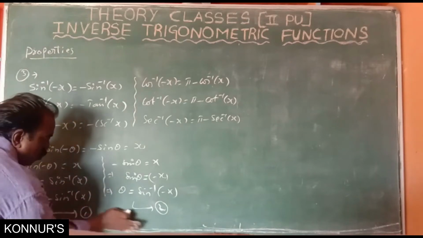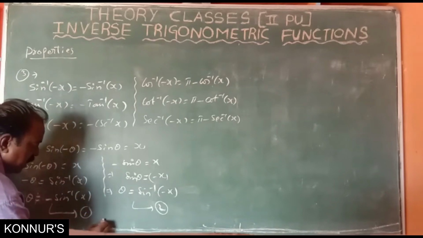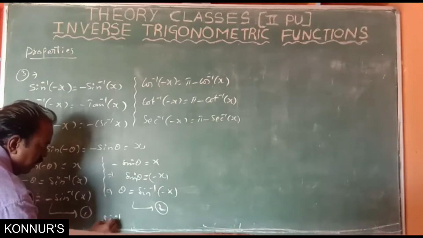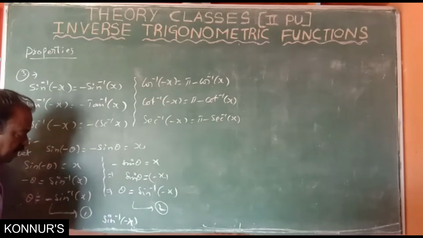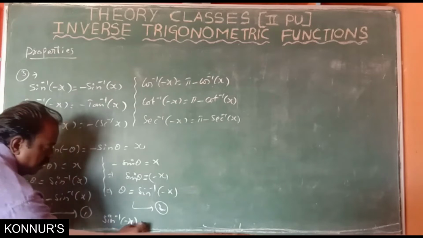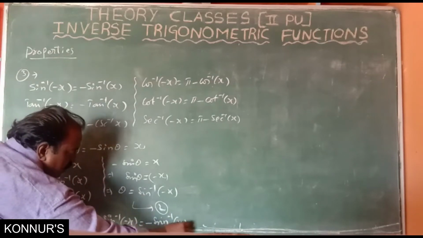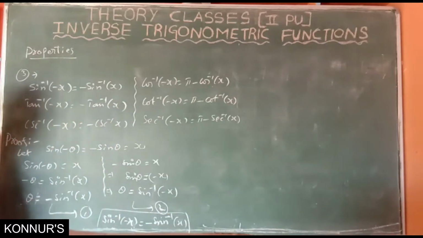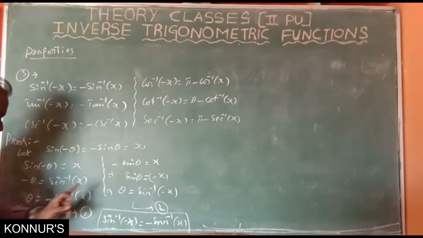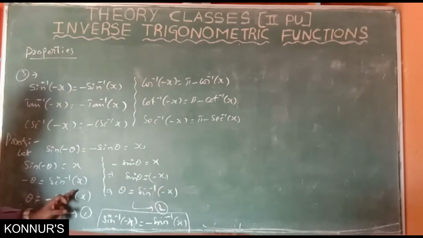From 1 and 2 what do we conclude? From 1 and 2 it is very clear. It is sine inverse of minus x. I am taking the second. It is nothing but minus sine inverse x. Okay? Is it clear? From equation 2 and 1, sine inverse of minus x is nothing but minus sine inverse x.